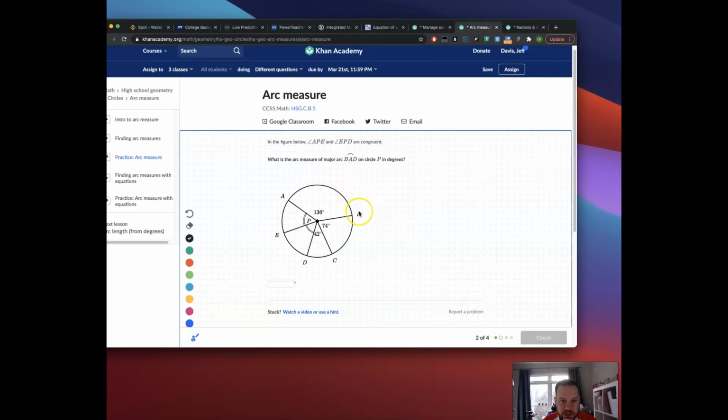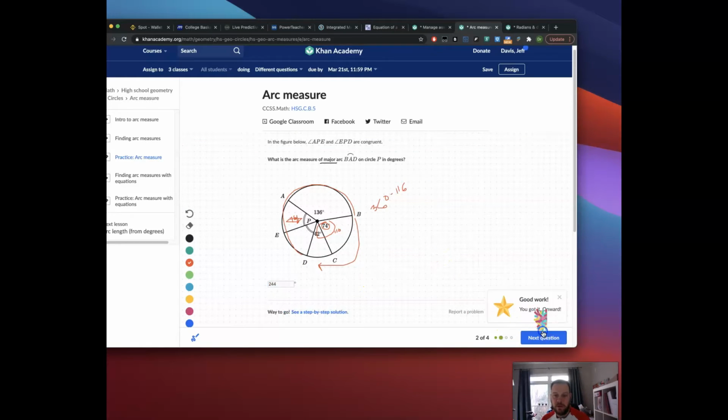BAD, the major arc. So that means you're going the long way around if it's the major arc. So we're going from here all the way to there. So I want to add up those three pieces. Actually, you could do it either way. So if this is 74, that means this guy is also... nope, that's not true. Those are not vertical. Yeah, so what I would do is I would do this. I know these two add up to 116. So if I went this way around the circle, it'd be 116. But I'm supposed to go the other way. So that means I'm doing 360 minus 116, which would be 244.